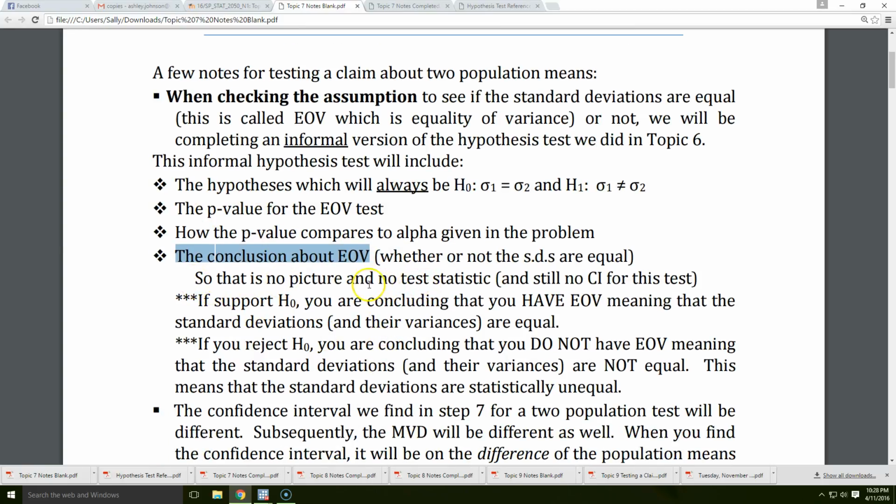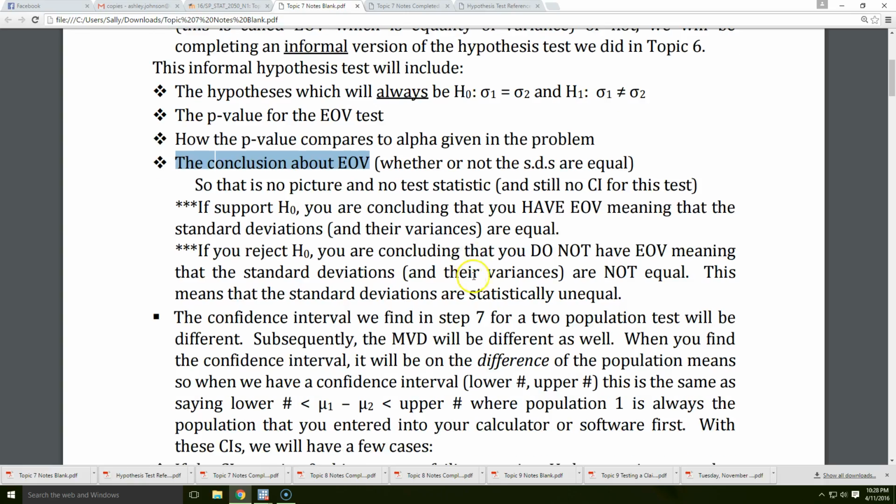So there's no picture, there's no test statistic, and no step 7. So no confidence interval. We could do a confidence interval for this. It's pretty untypical that you would have to run this kind of test out in the real world in a formal sense. It'd usually be informally for checking this assumption, because this is a pretty popular test.